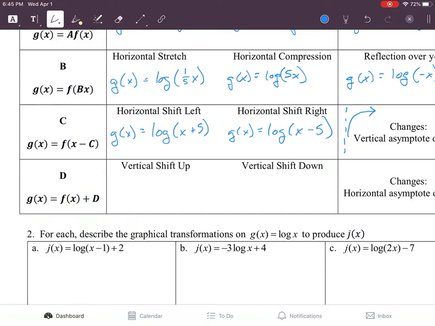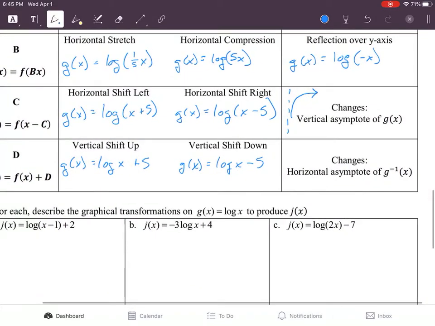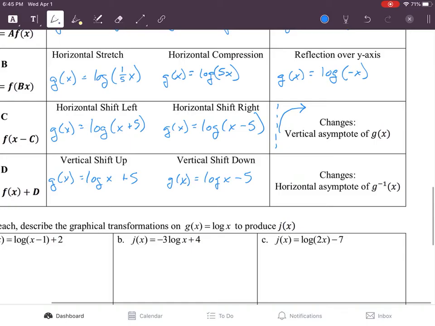When we get to the vertical shifts, again, you're going to be adding on the outside of the function. So g of x is equal to log of x plus 5. Now notice, for the horizontal shift, it was in parentheses. Now it's not in parentheses, which means it's on the outside. For the vertical shift down, it's minus 5.